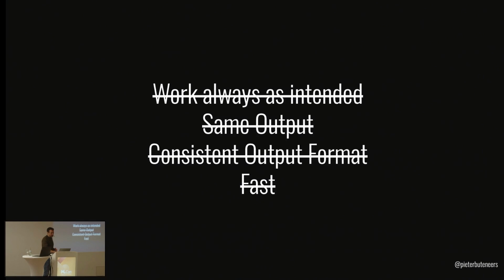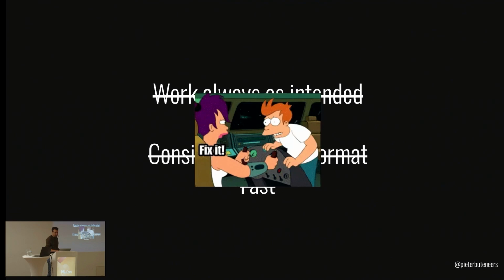Then let's look at LLMs. What are they like? Well, they don't always work as intended. The output is always different, or almost always. The output format is not consistent at all. It's continuously changing. You have barely any control over it, and they're really slow compared to APIs. So basically, they have none of these very important qualities that an API should have.